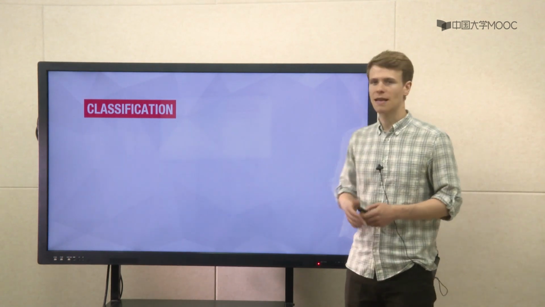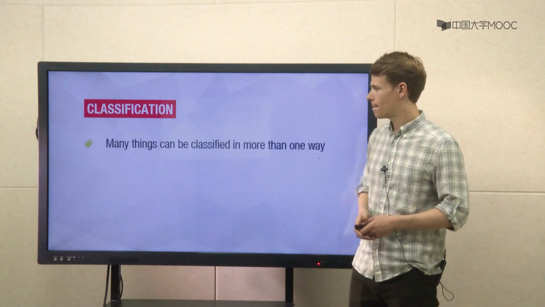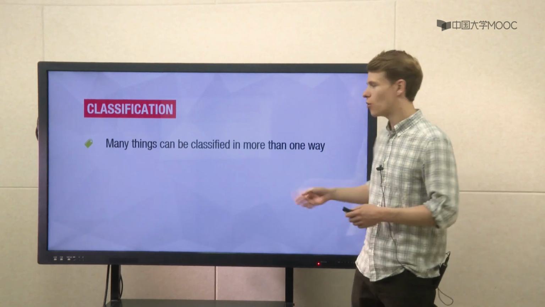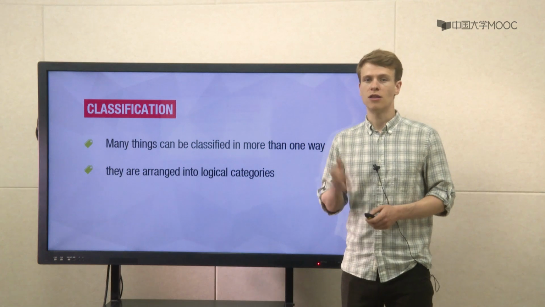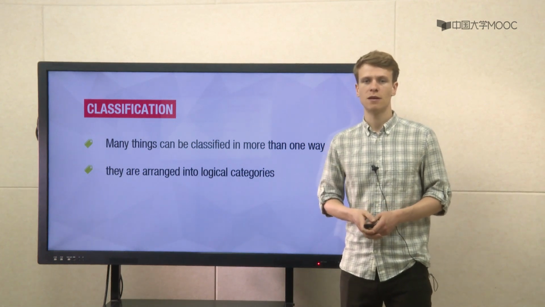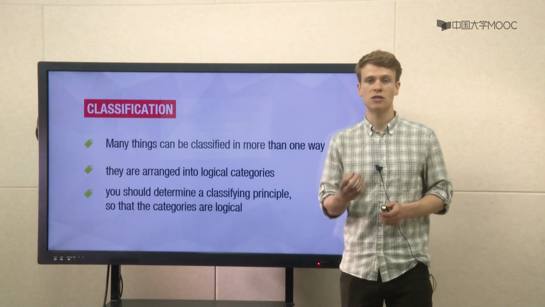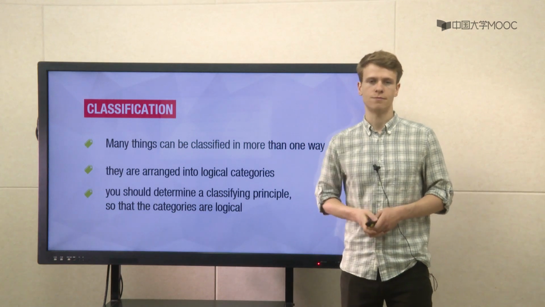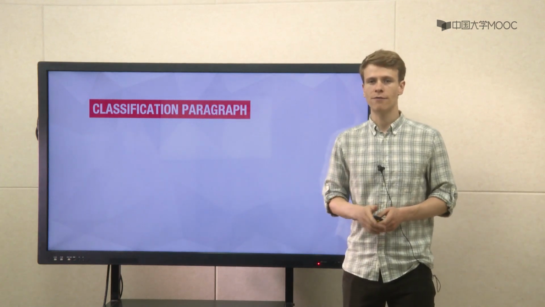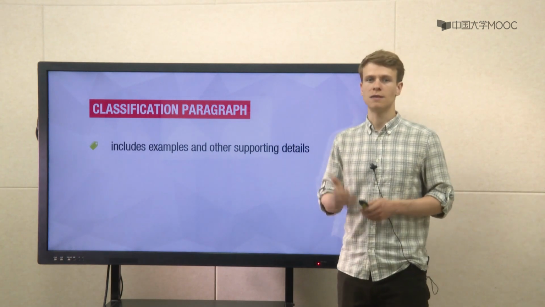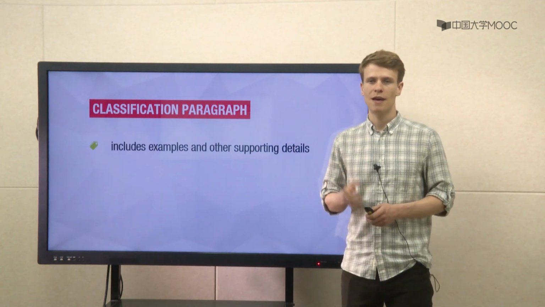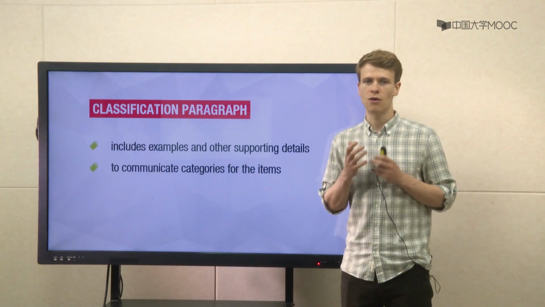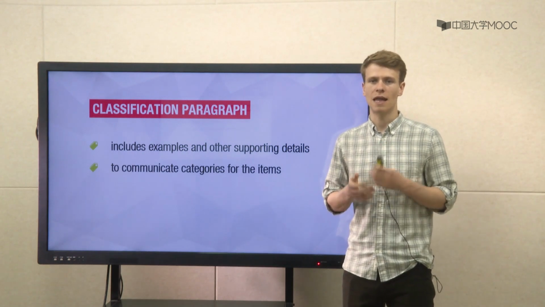Many things can be classified in more than one way. The most important thing is that they are arranged into a logical order in logical categories that can be used for an intended purpose. To do this, you should determine a classifying principle so that the categories are logical. A classification paragraph often includes examples and other supporting details. The aim is to communicate categories for the items so that comparisons and contrasts can then be made.